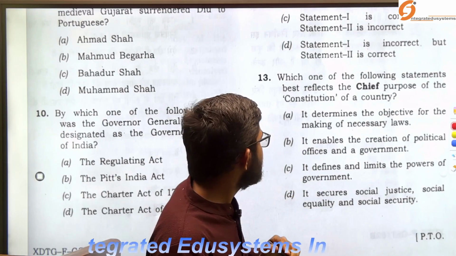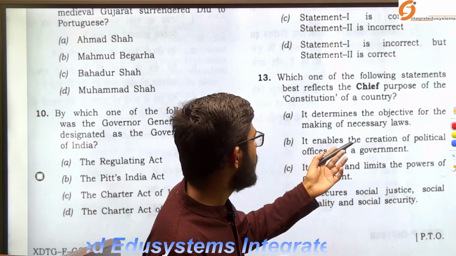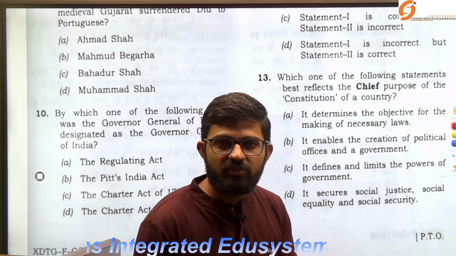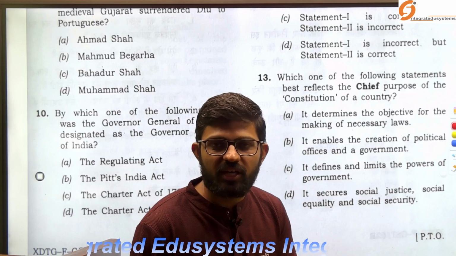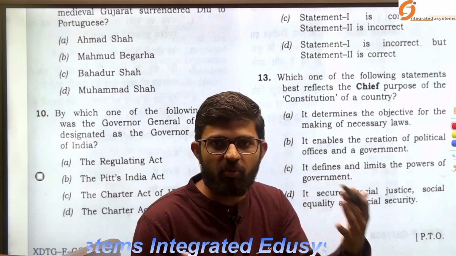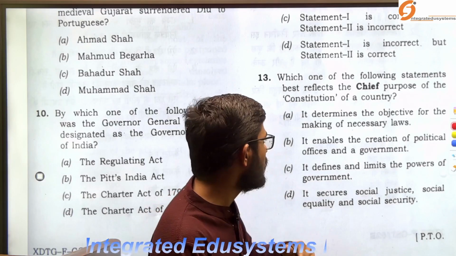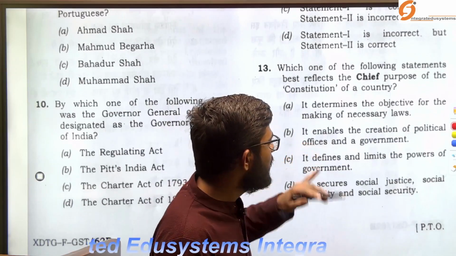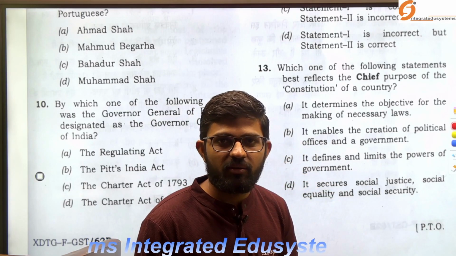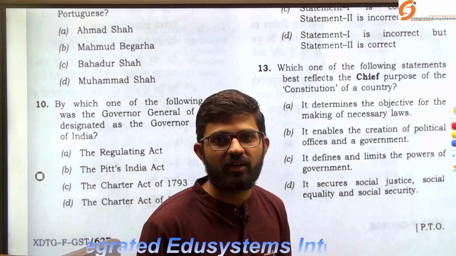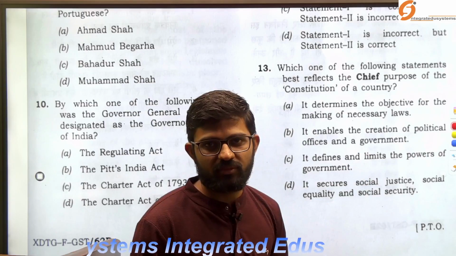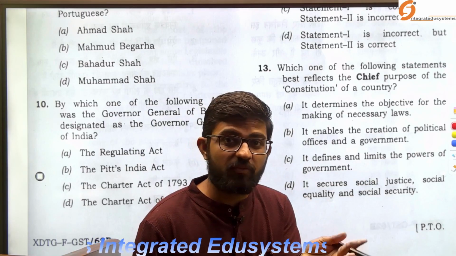The options are: in determining the objective for making necessary laws. See, it gives you the fundamental law. It doesn't tell what objective each law should achieve. Definitely it gives the broad objective that the polity should achieve, but not for every law. It enables the creation of political office and a government. See, the statement is right, but what UPSC is asking is different. It is asking the chief purpose, and this is one of the purposes. Understand the difference between the chief purpose and one of the purposes.